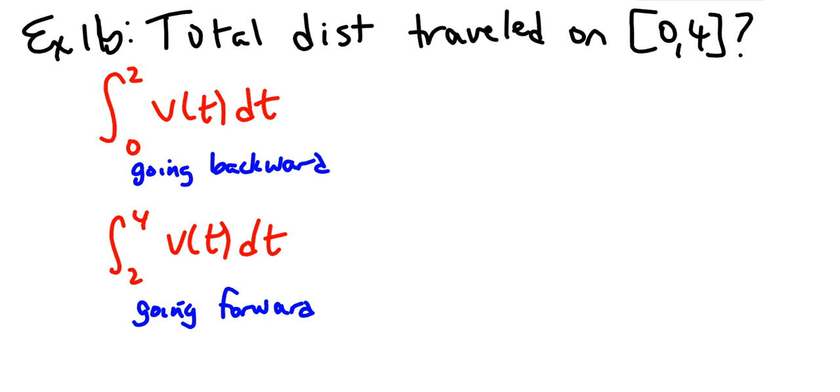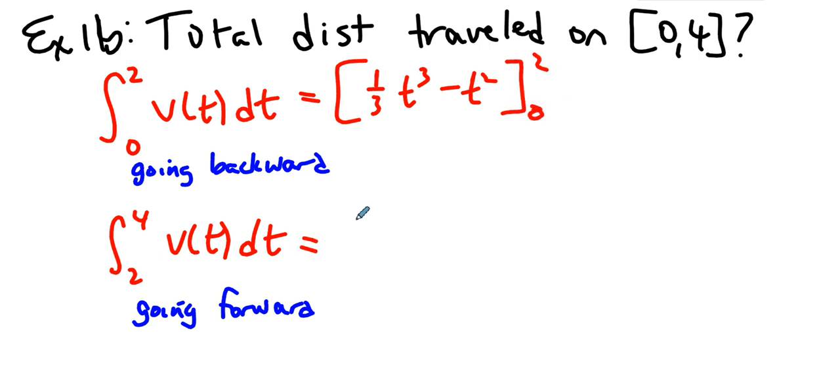They both get figured out exactly the same way. This is 1/3 t cubed minus t squared evaluated between 0 and 2. This is 1/3 t cubed minus t squared evaluated between 2 and 4. Take a moment, sub in 2, sub in 0 and subtract, sub in 4, sub in 2 and subtract.